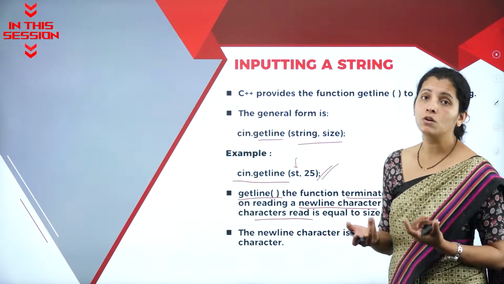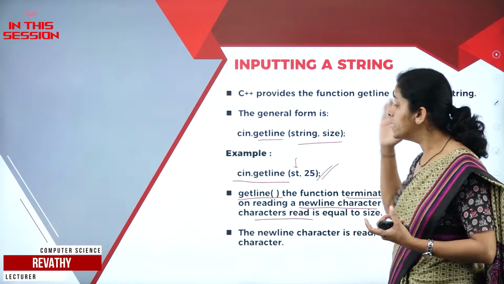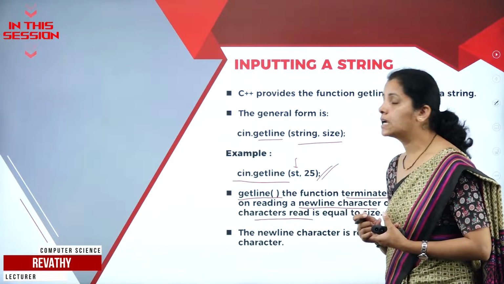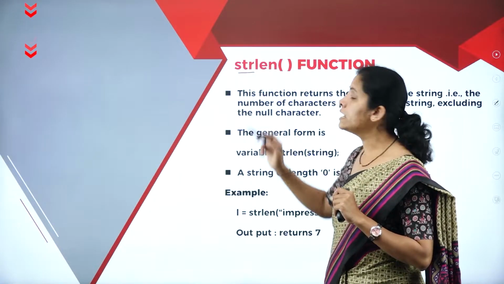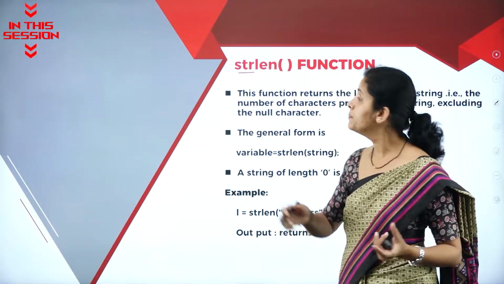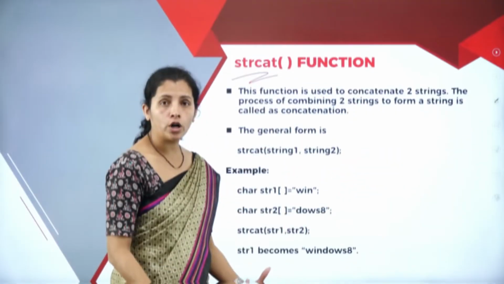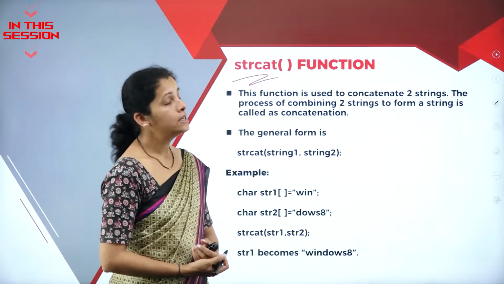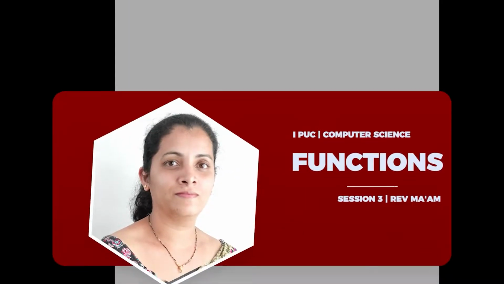Line character, or when I read the input that is equal to 0, at that time this getLine function gets terminated. What is str? Here that is nothing but the string, and what is len? That is nothing but the length. What is strcat here? That is nothing but string concatenation.